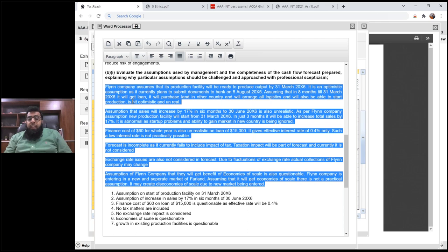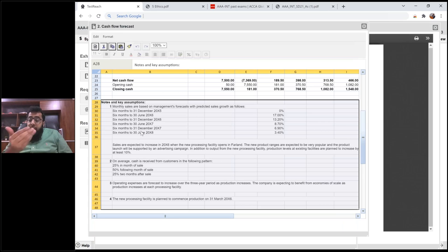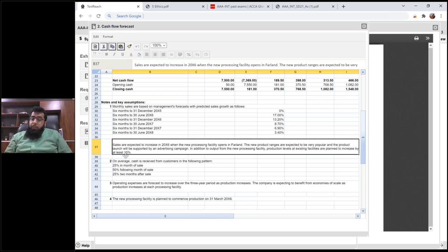Then you are saying that your existing production facilities, if you read this point, will increase their output by at least 10%. This is questionable, whether the existing production facilities have spare capacity or not. How will they increase? Okay.